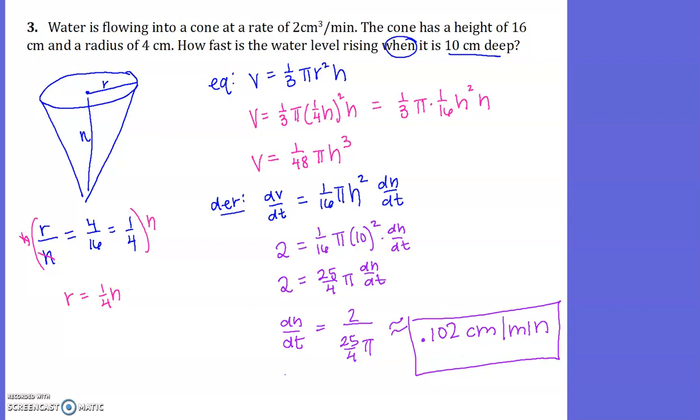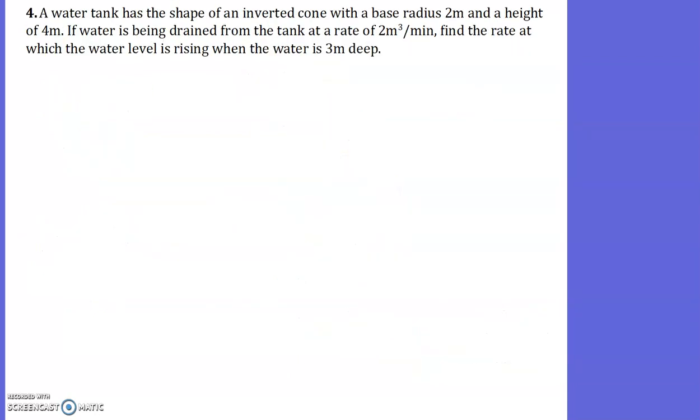Now let's work through one more of these. A water tank has the shape of an inverted cone, so that just means an upside down cone like what we drew. I always draw mine like this. A water tank has the shape of an inverted cone with a base radius of 2 meters and a height of 4 meters. If water is being drained from the tank at a rate of 2 meters cubed per minute, find the rate at which the water level is rising when the water is 3 feet deep.